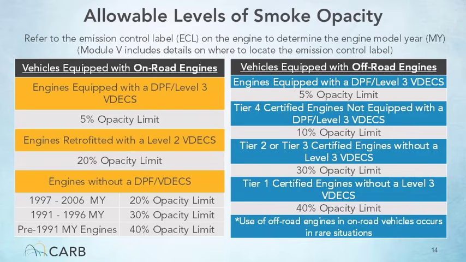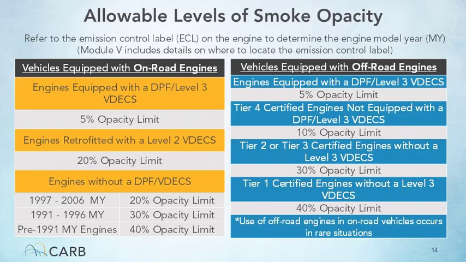Note that any vehicle with a Level 3 diesel particulate filter, or DPF, is subject to a 5% opacity standard. The majority of vehicles that you see in the field will be subject to this 5% opacity standard. If a vehicle has a retrofit DPF, also known as a VDECS, or Verified Diesel Emission Control Strategy, a label on the VDECS will help you identify what level the VDECS system is considered. The higher the level, the better the VDECS is at reducing PM and smoke from the vehicle. How to read the VDECS label is also further detailed in Module 5 of this training course.